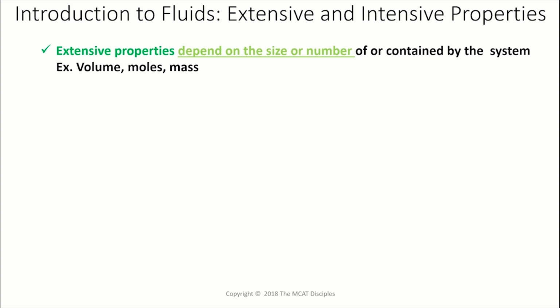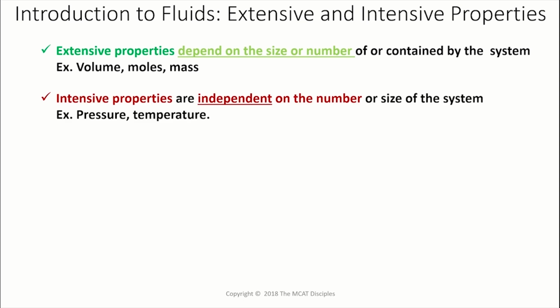Extensive properties depend on the size or number of the system. For example, the volume, right? You calculate the volume, if you're using a cube, by multiplying base times height times length, and so obviously that depends on the size or number of the system. Moles, again, obvious. Mass, obvious. Intensive properties are independent of the number or size of the system. For example, pressure and temperature.